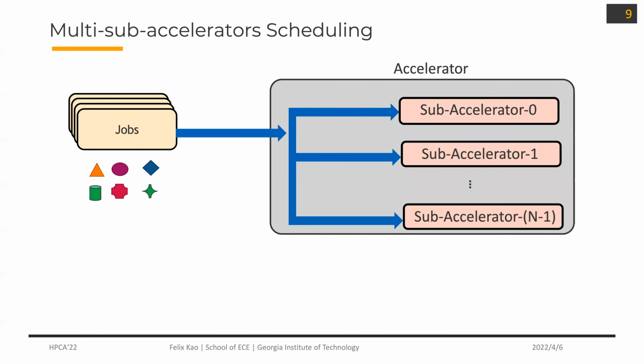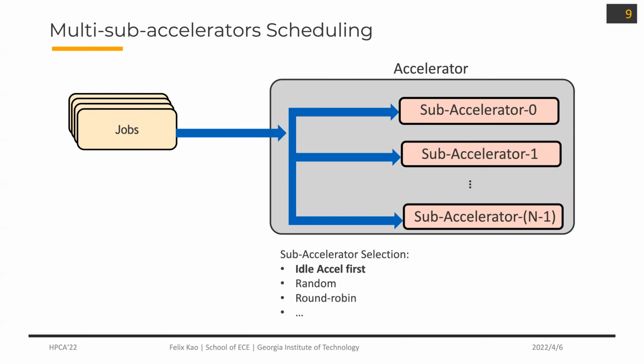Now let's see how the schedule works. Here we have 6 jobs and n homogeneous sub-accelerators. The first thing we want to do is sub-accelerator selection. Essentially, pick a sub-accelerator to run the job. There could be multiple potential strategies, for example, random or round robin. Or we might come up with a heuristic like idle accelerator first, essentially assigning the job to whichever accelerator is available. Let's say we use idle accelerator first. Then now we have our initial schedule.